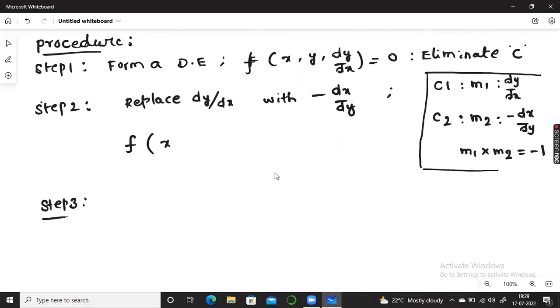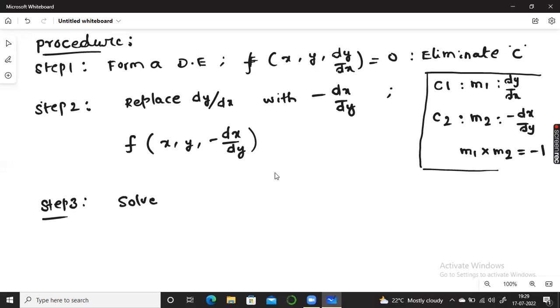In this equation, x also will be there, y will be there. In the place of dy by dx, you are replacing with minus dx over dy. You will get one equation only, but after replacing dy by dx with minus dx over dy. Now you have to solve the obtained equation in step 2, that is step 3.